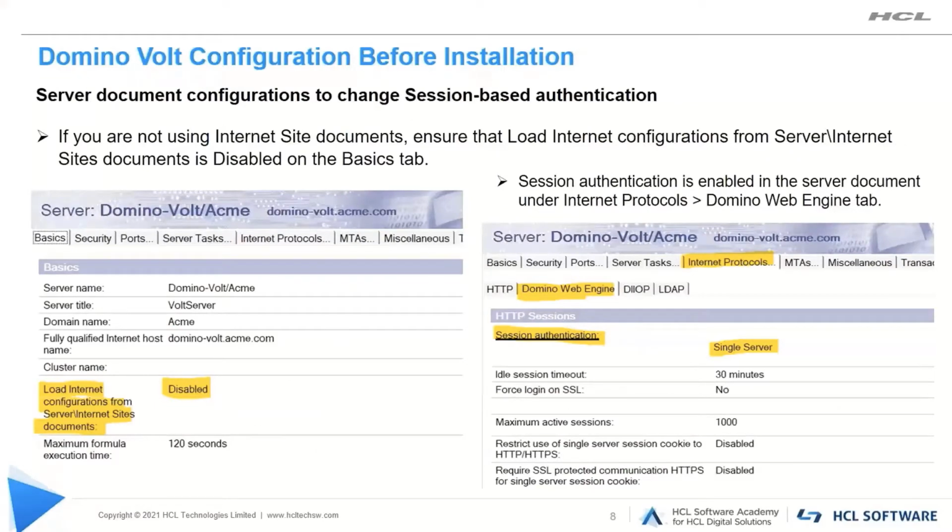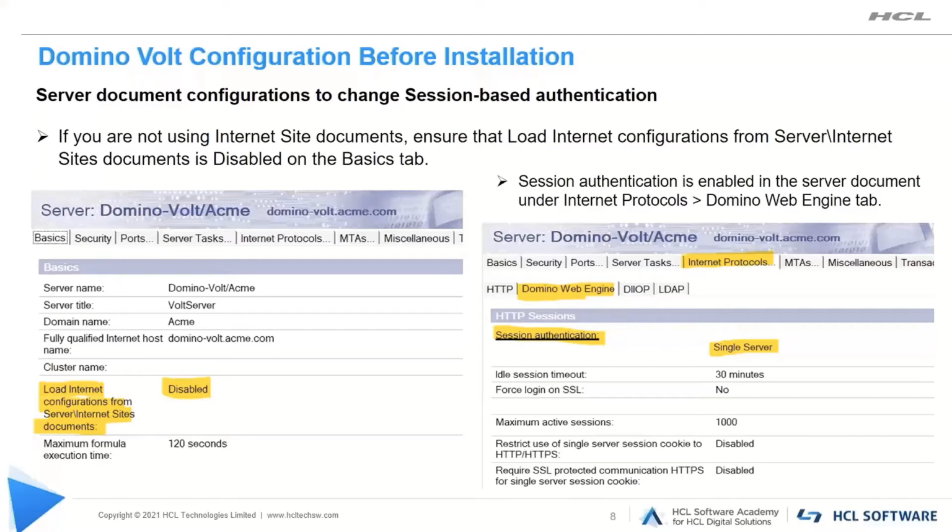In this slide, we will continue with the pre-configuration for Domino Vault. The first one is that Domino Vault requires session-based authentication. This can be done using the server document and internet site documents. If you are not using an internet site document, then the option Load Internet Configuration from Server or Internet Site documents in the server document should be disabled.